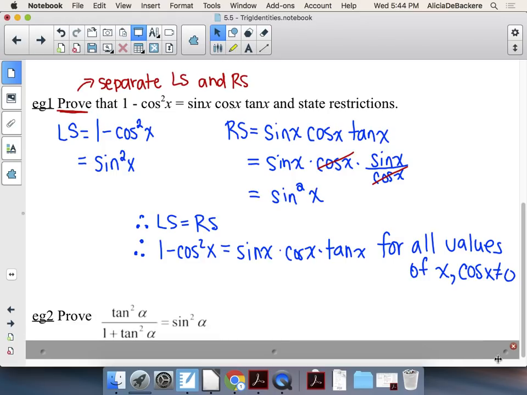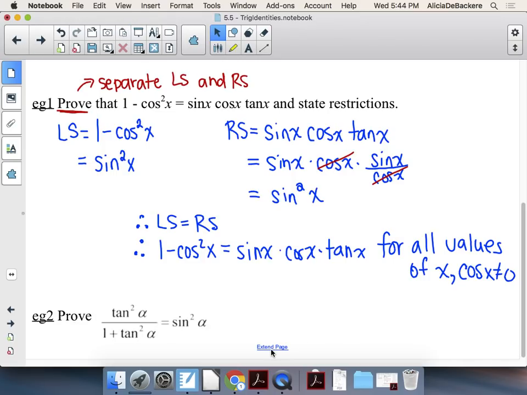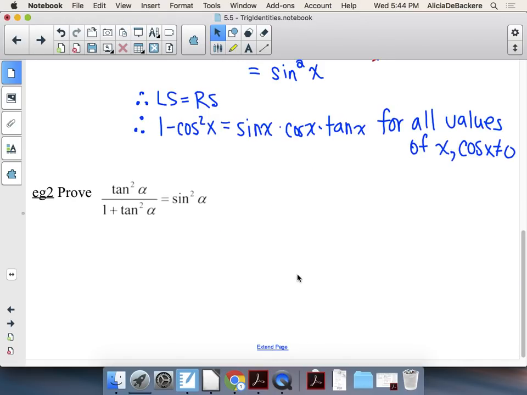All right, so we're going to try another example. This time we're going to prove, and we're using alphas. It looks like little a's here, but that's the little fish alpha. It says prove that tan squared of alpha, all being divided by 1 plus tan squared of alpha, is actually the same thing as sine squared of alpha. So we're going to set that up.